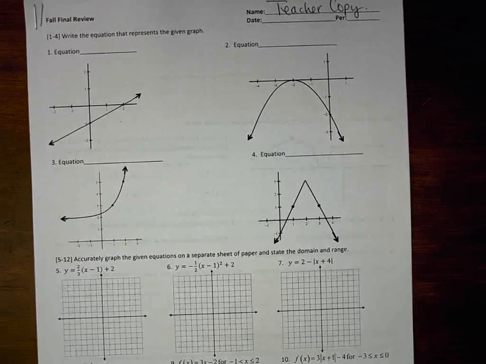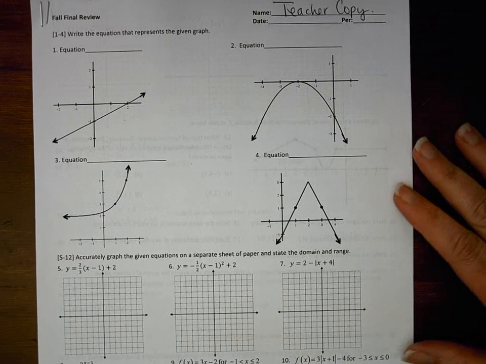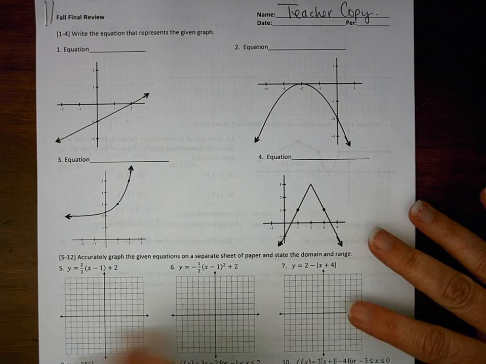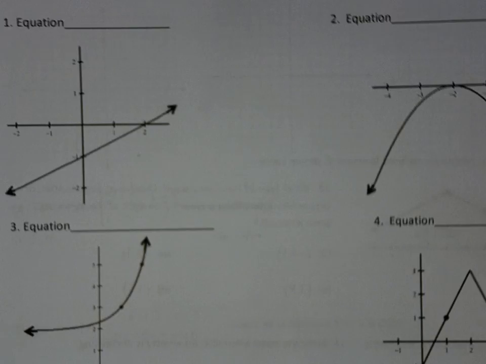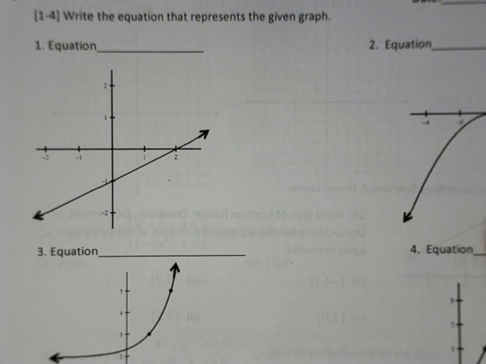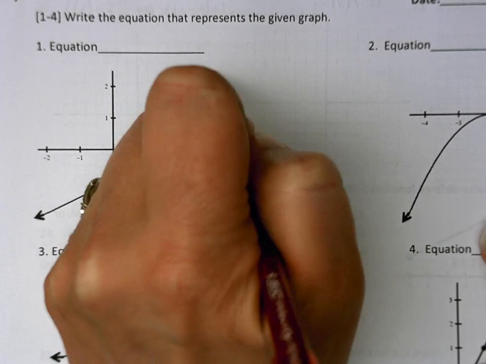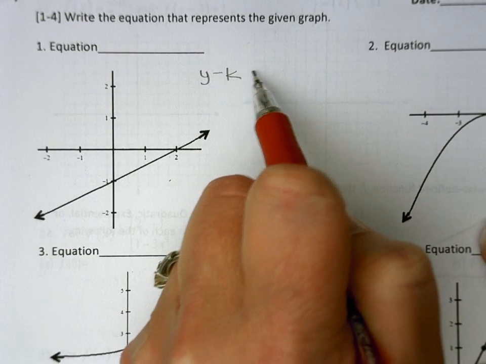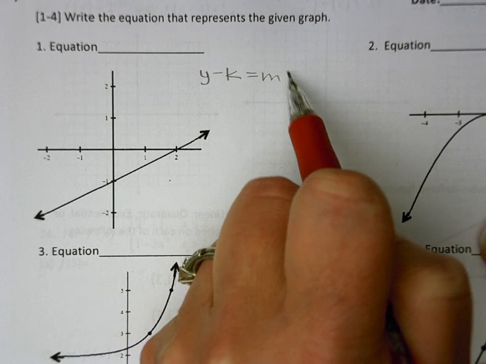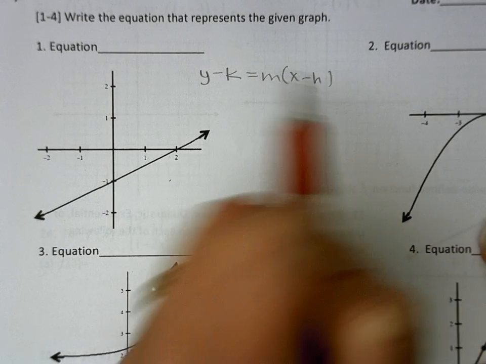All right, so for question number 1, you want to write the equation. This is a linear equation. The standard form for a linear equation is y minus k equals m times x minus h. Okay.